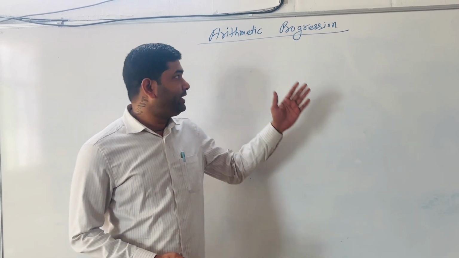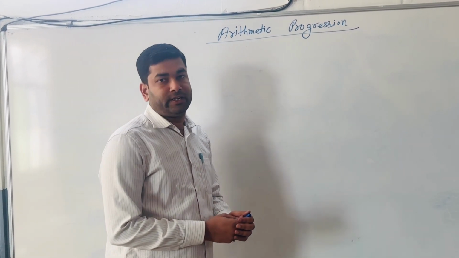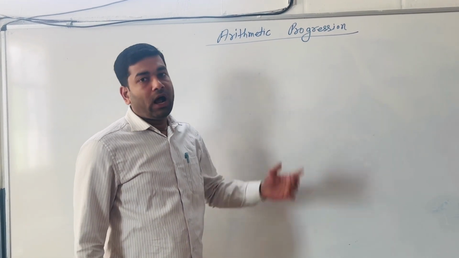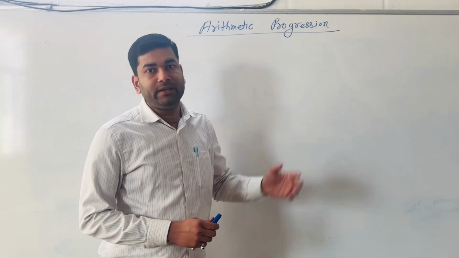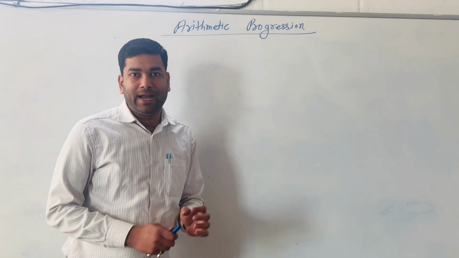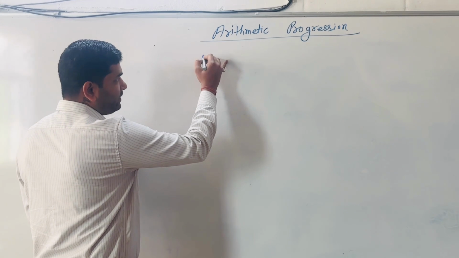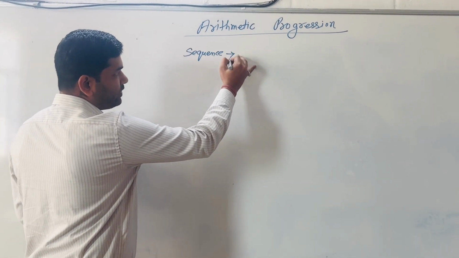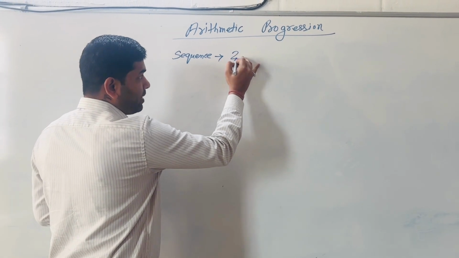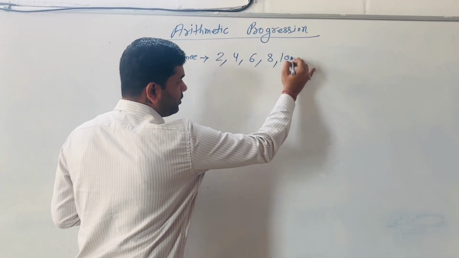In this topic we are going to study the concepts of arithmetic progression. First of all, we should know which types of numbers we call numbers in arithmetic progression. For that, keep one thing in mind. Take any sequence, for example, 2, 4, 6, 8, 10, and so on.